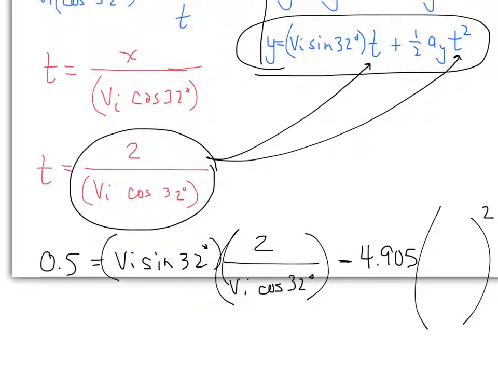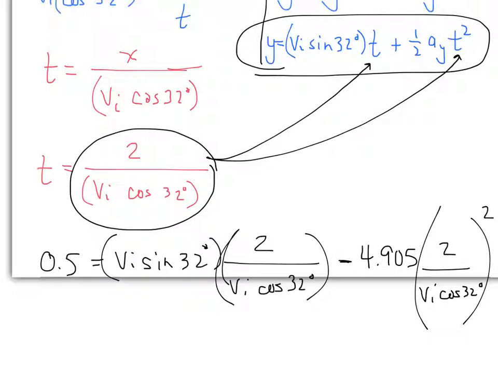But remembering that t is really that whole expression, 2 over Vi cos 32. So again, remember, it's messy. That's the only reason this is tough. This is a messy problem. There's a lot of room for error along the way, so you need to be very careful as you're going through this process. Now, again, this negative 4.905 comes from half of negative 9.81. T, this is t right here, and it's squared, t squared. So I've got that whole equation up there now written.